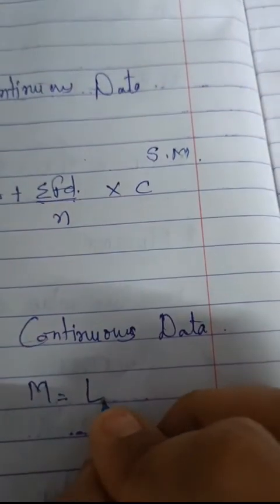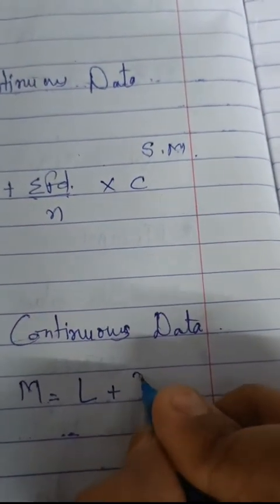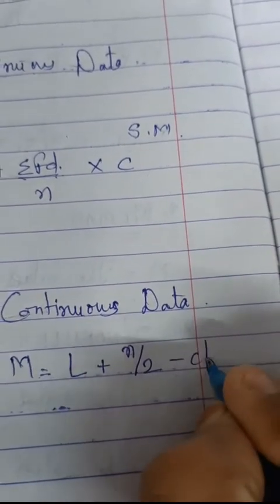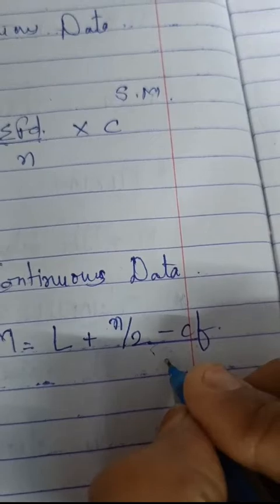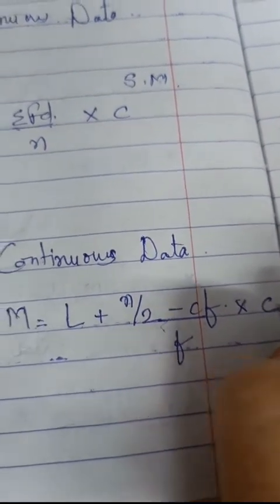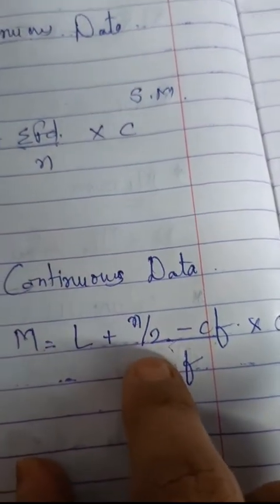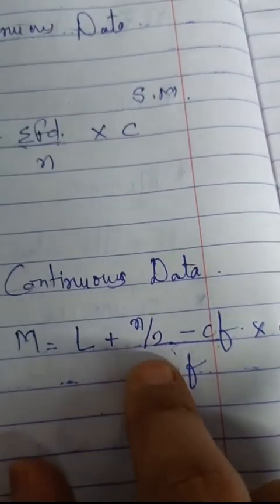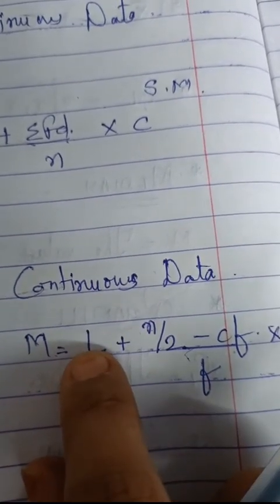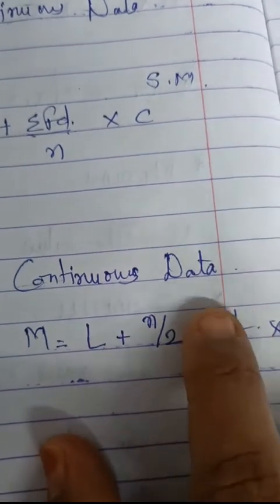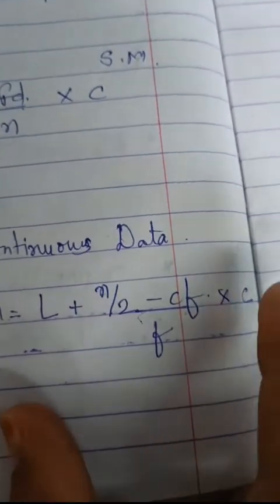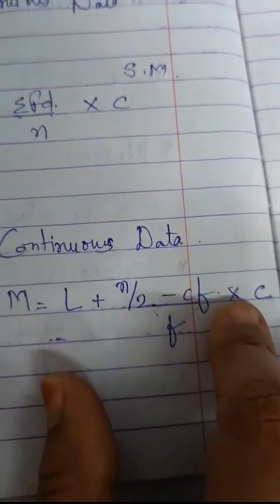L, lower boundary point, plus, instead of n plus 1, n by 2 minus CF, cumulative frequency, upon f, frequency, into c, class length. Of what? N by 2, the value of n by 2 which is coming. Based on that you will decide the class. It will be your lower boundary point of that class, the upper one will be your cumulative frequency, of that class the particular one will be your frequency, and of that class only it will be your class length.